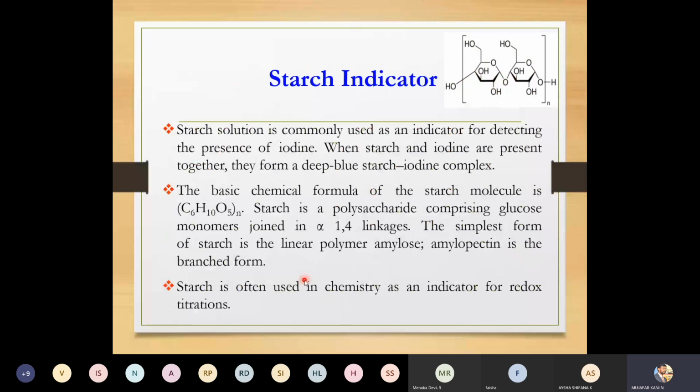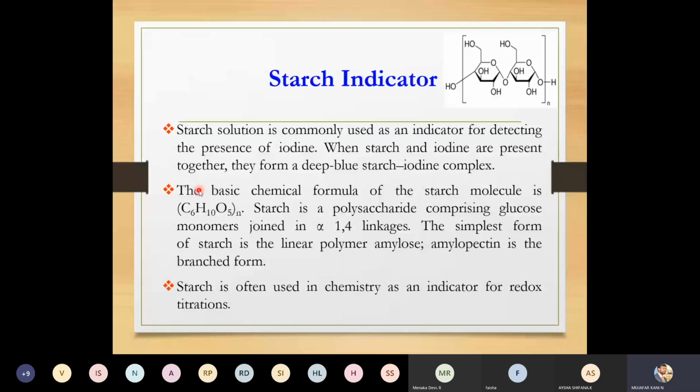The next indicator is a starch indicator. Starch solution is commonly used as an indicator for detecting the presence of iodine. When starch and iodine are present together, they form a deep blue starch-iodine complex because it easily accommodates the iodine. That's why it is frequently used to identify the presence of iodine.